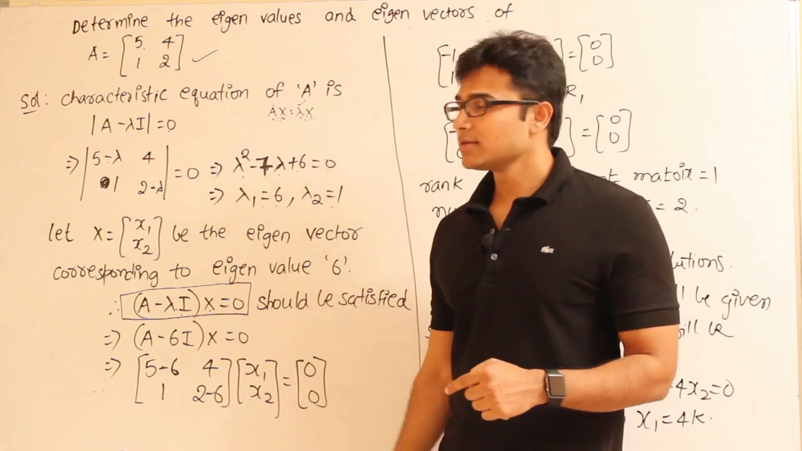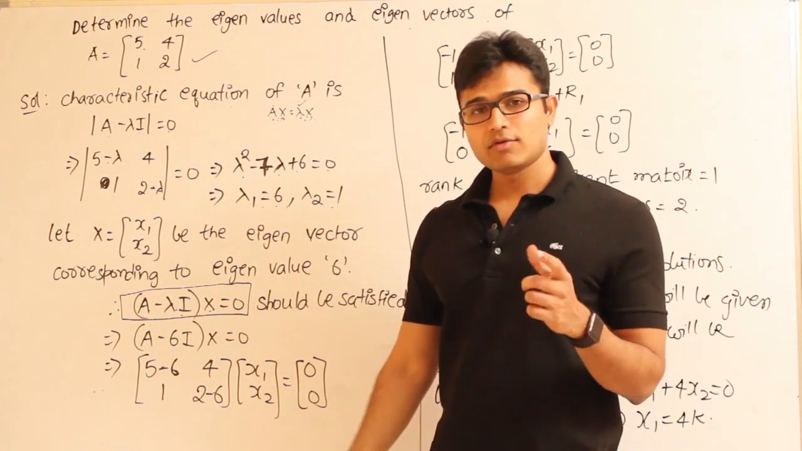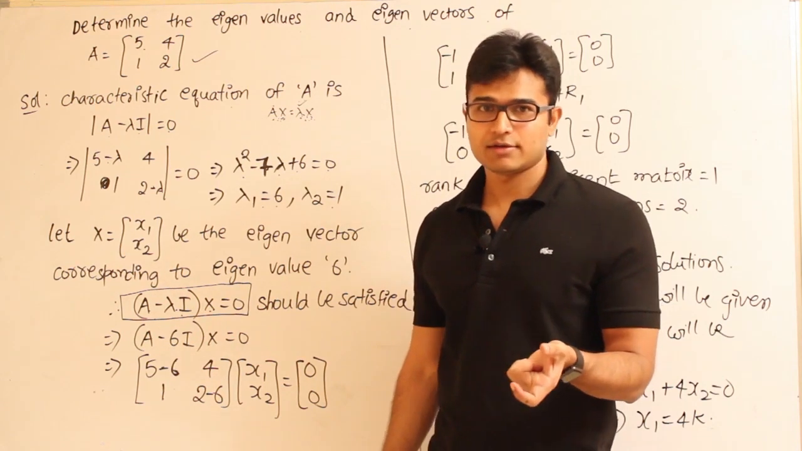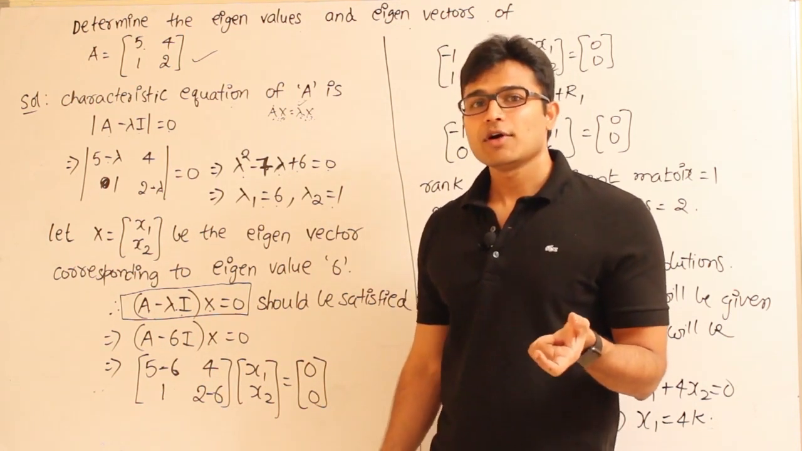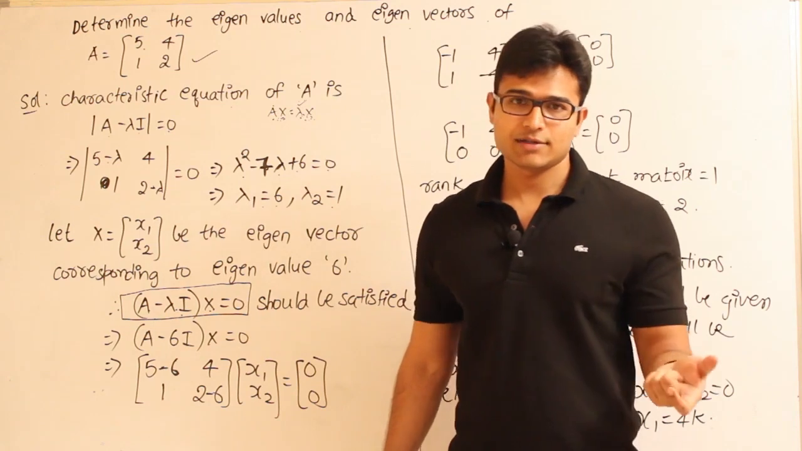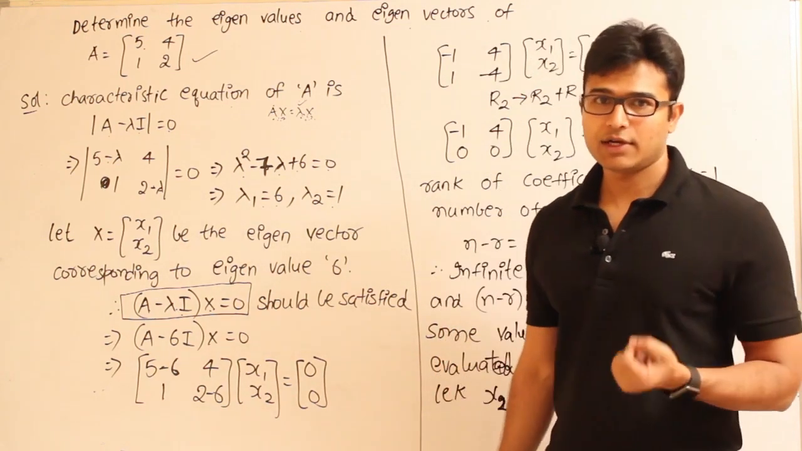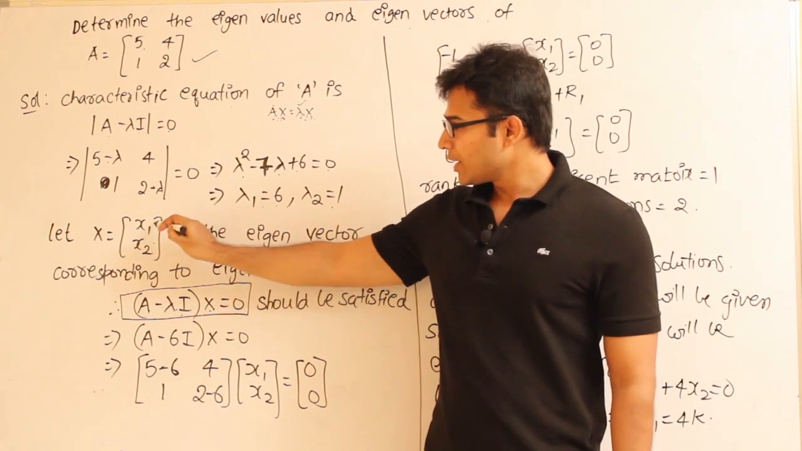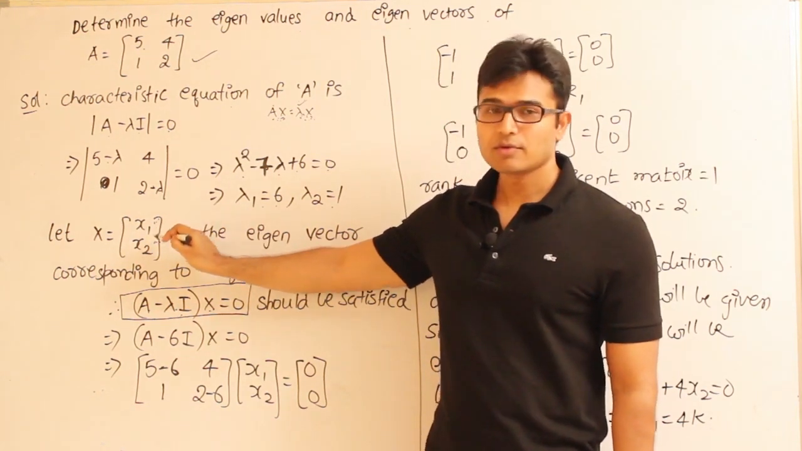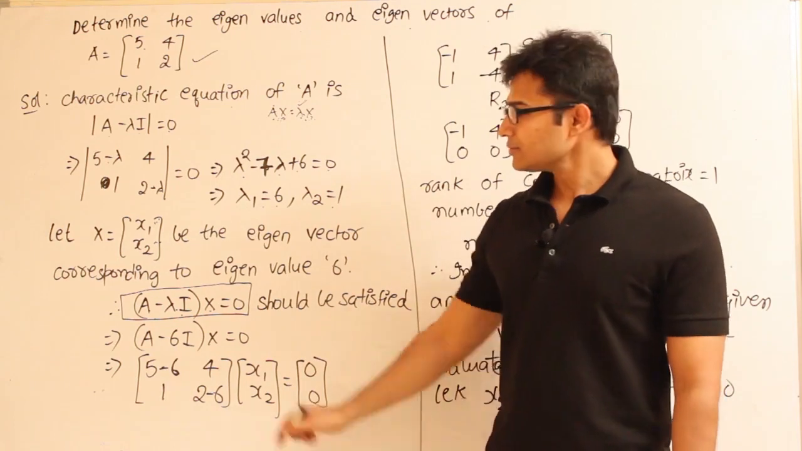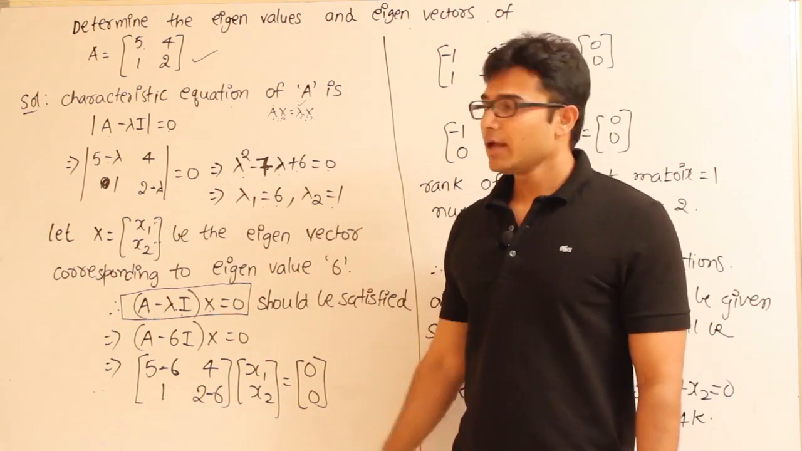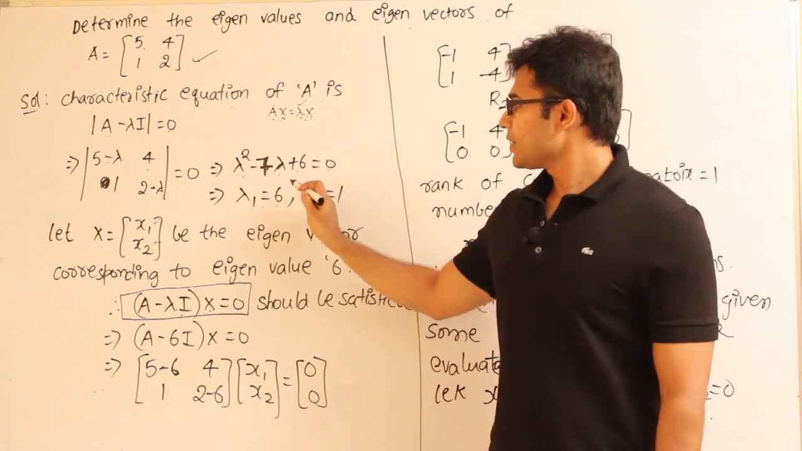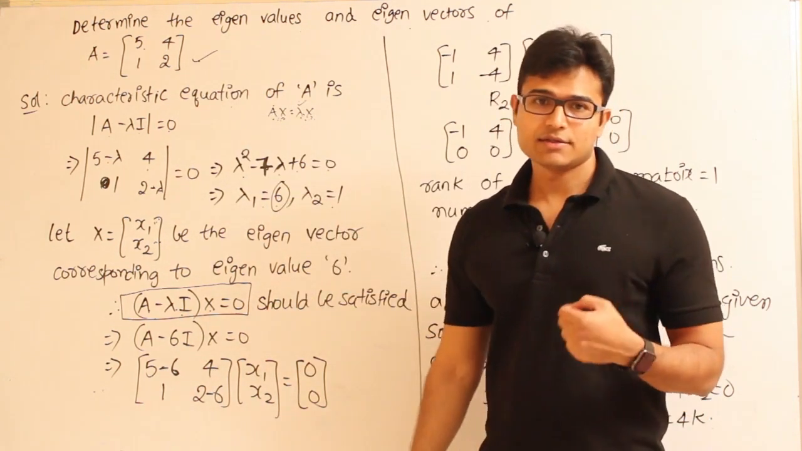And in this case, since it is a 2 by 2 matrix, what will be the size of this vector x? It will be a 2 by 1 vector, isn't it? Why? Because for an n by n matrix, the eigenvector size will be n by 1. Therefore, we are assuming that let capital X equal to x1, x2 be the eigenvector. If this is the eigenvector and if this is A, where is A? A is here, and lambda is 6.